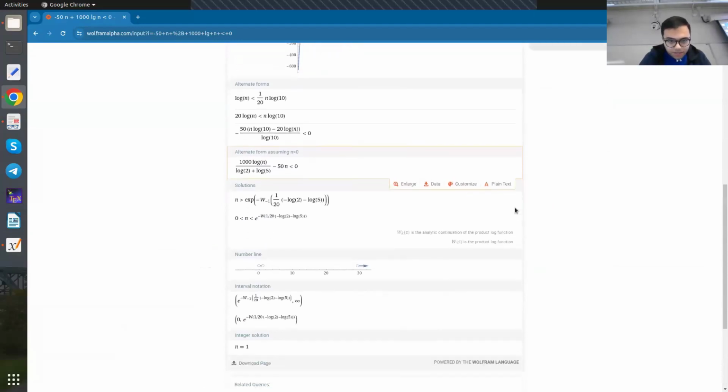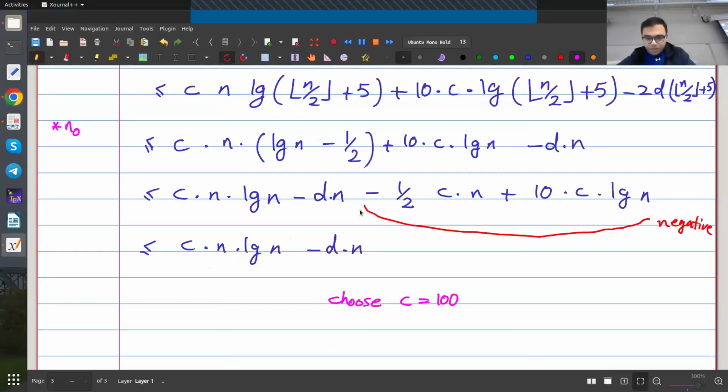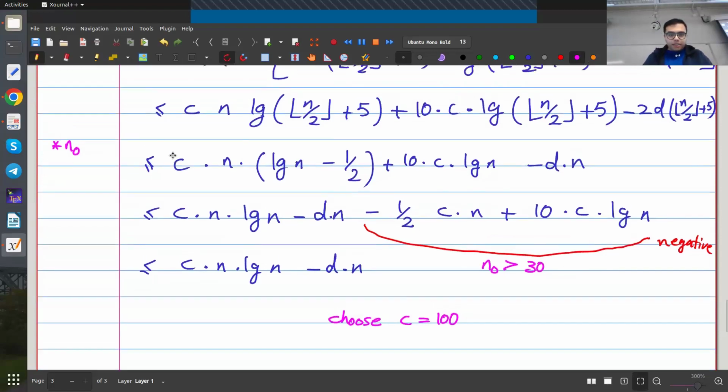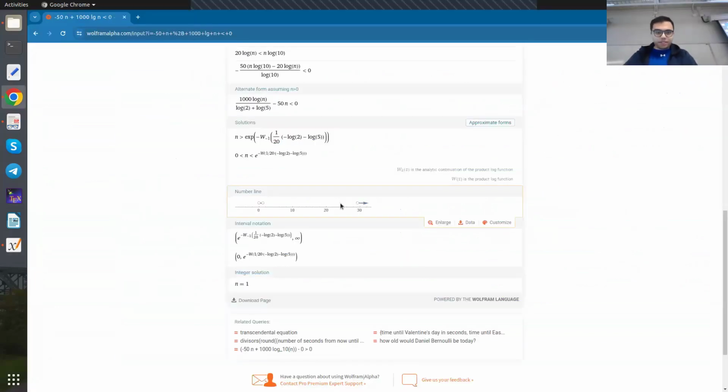Okay. Give me the answer. Okay, this is the number line. It holds if n is larger than 30. Okay, so I choose n0 to be larger than 30. Basically, it says that as long as I choose n0 to be greater than 30, I'm fine. Okay, but I had another requirement on my n0 here. Basically, I wanted the log of n over 2 plus 5 to be less than log of n minus a half. So let's write that as well.